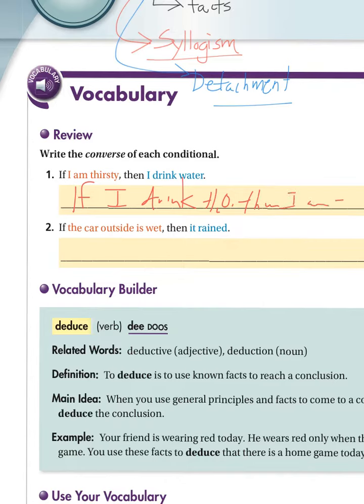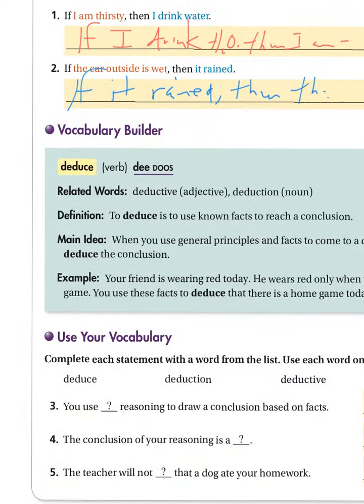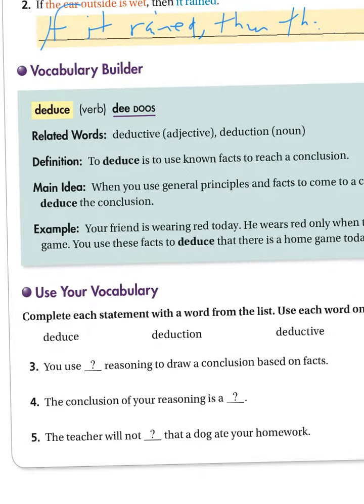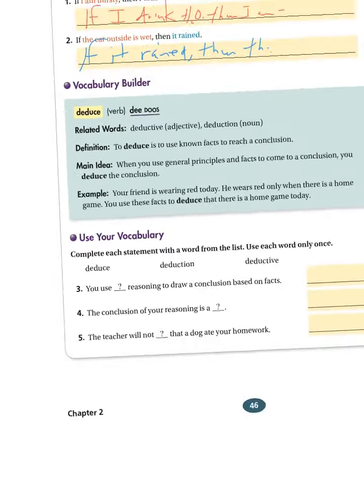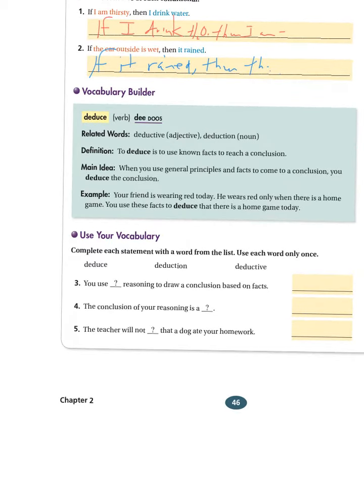You get it. If the car outside is wet, then it rained. Well, the converse is I flip it. If it rained, then the car outside is wet. Let's skip the rest of this page for now. It just talks about deducing and the logic there. So we'll go on to the next page.